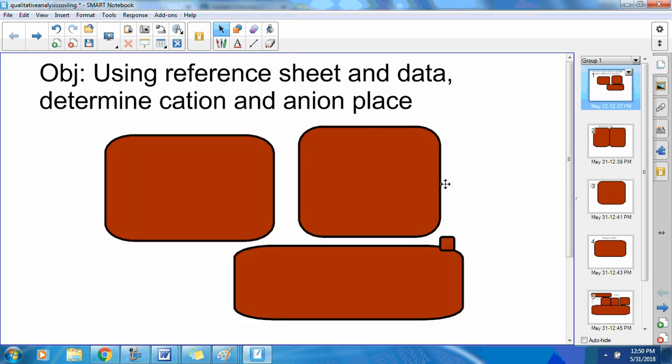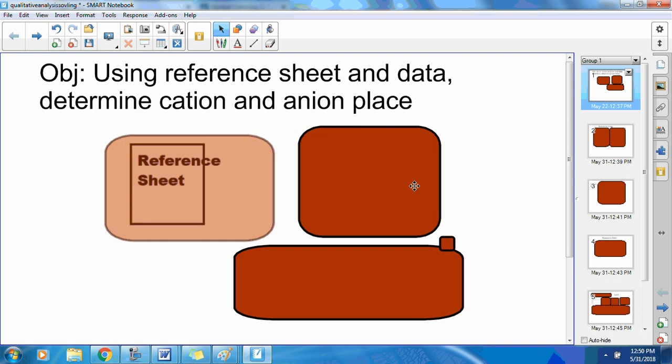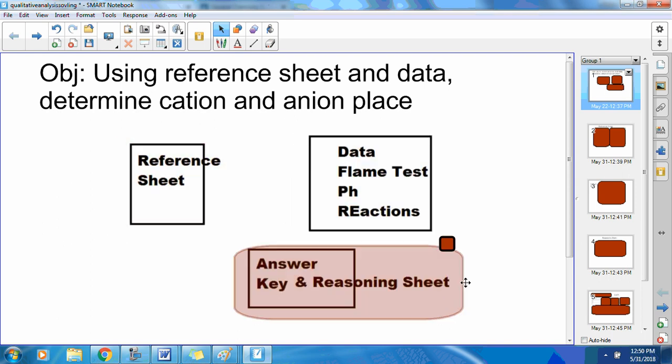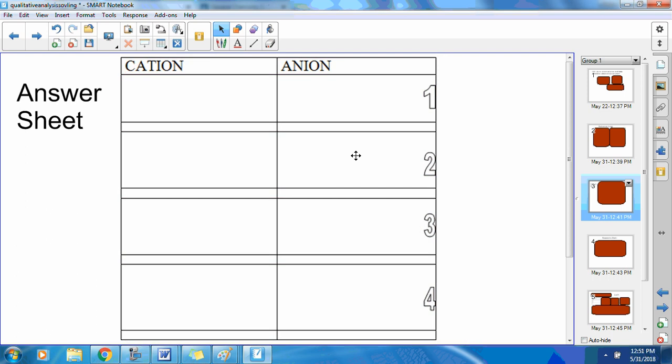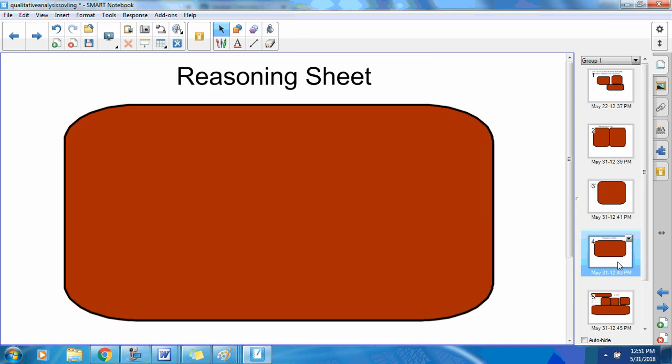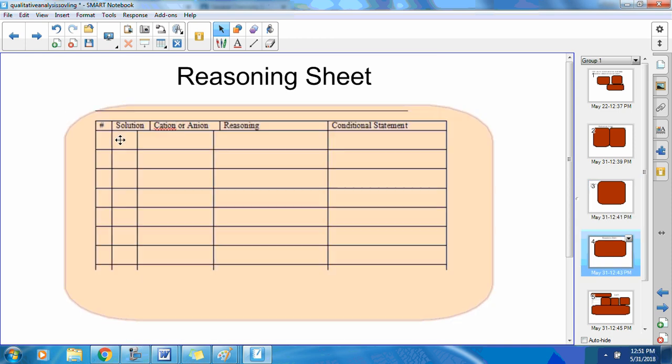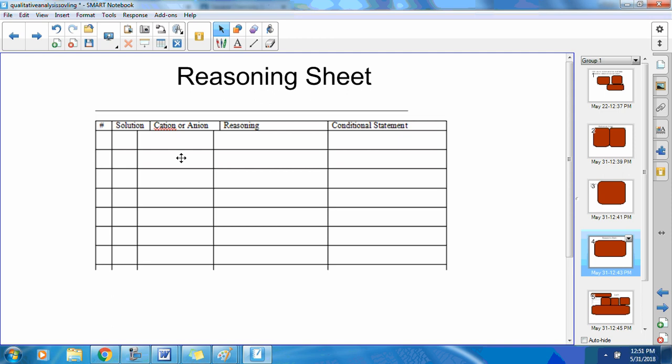The final thing you're going to need is your answer and reasoning sheet. That's basically what you're going to write all your answers on. The answer sheet looks like this, and this is where you're going to list out your cations and anions. The reasoning sheet looks like this, where you're going to chart what is what and what it allows you to know.